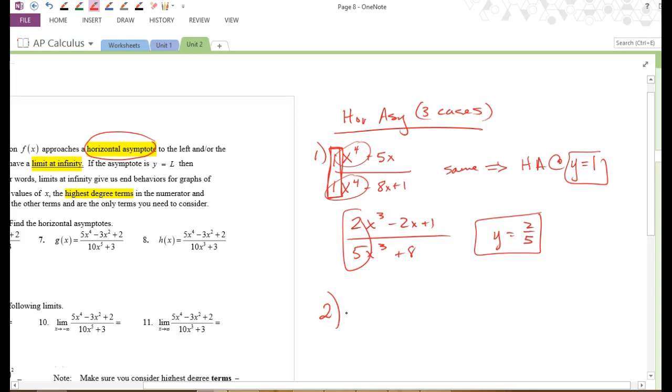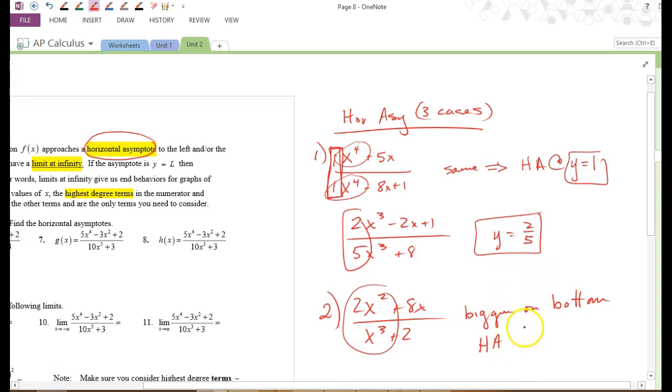Scenario number 2 would be, let's say you had it bigger on the bottom. So let's say you have 2x squared plus 8x over x cubed plus 2, whatever. Again, we're looking here. If it's bigger on the bottom, that will always imply the same asymptote. You will always have a horizontal asymptote at y equals 0, and that will never change that number.